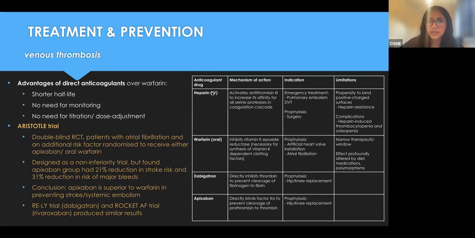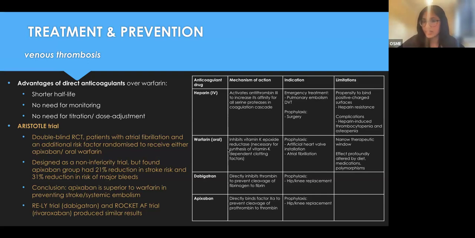So start with heparin. This is the IV agent, which is why it's the one given in emergency treatment, and not prevention. It activates antithrombin 3, which in turn inhibits the coagulation factors. Activating antithrombin 3 increases its affinity for these coagulation factors. The complication is heparin-induced thrombocytopenia, like I mentioned before, with the same mechanism of anti-PF4 antibodies forming.